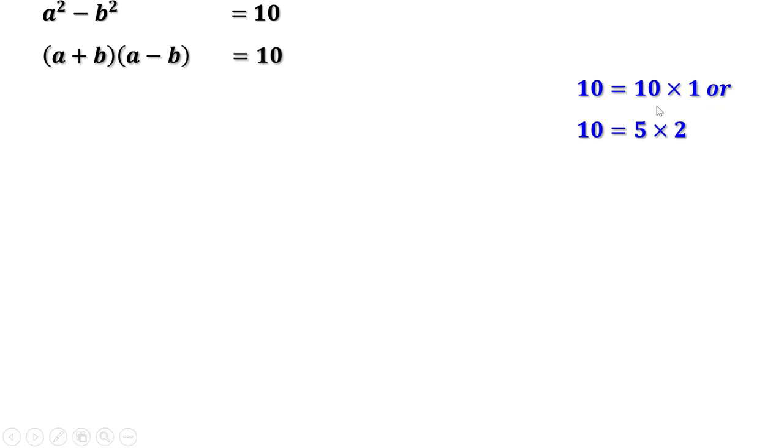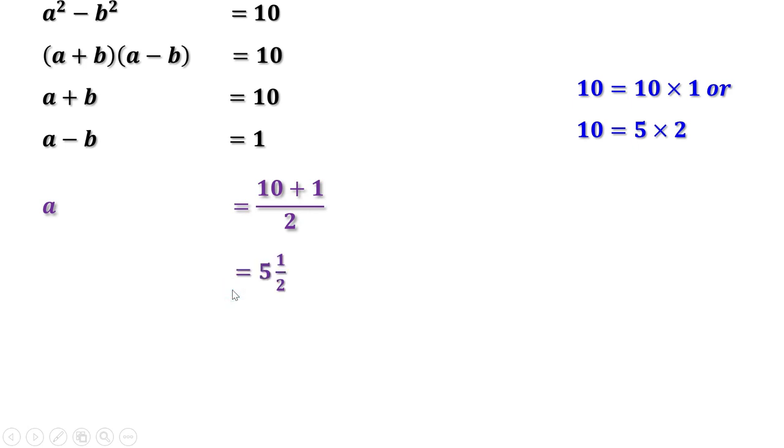Let us take the factors as 10 and 1. That is, a + b is equal to 10 and a − b is equal to 1. Then we know a is (10 + 1) divided by 2. 10 plus 1 is 11, 11 by 2 is 5 and a half. And b is (10 − 1) divided by 2. 10 minus 1 is 9, 9 by 2 is 4 and a half.